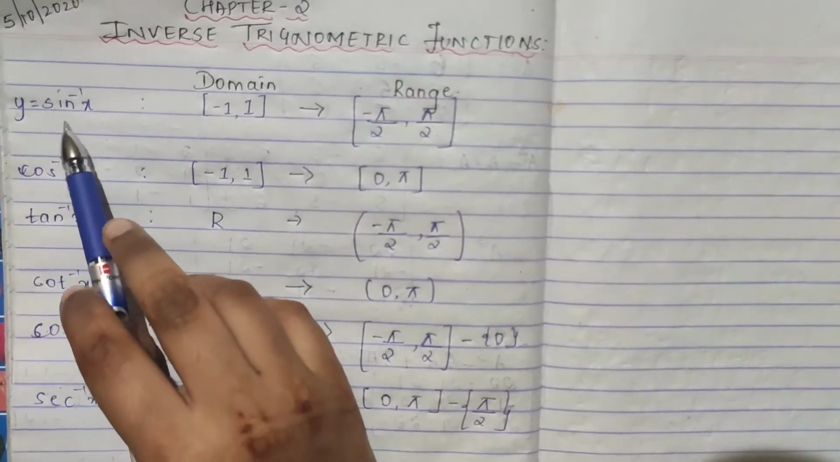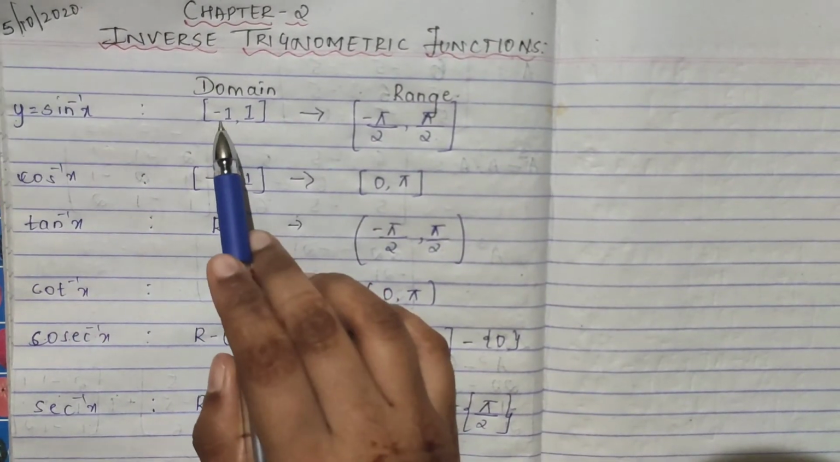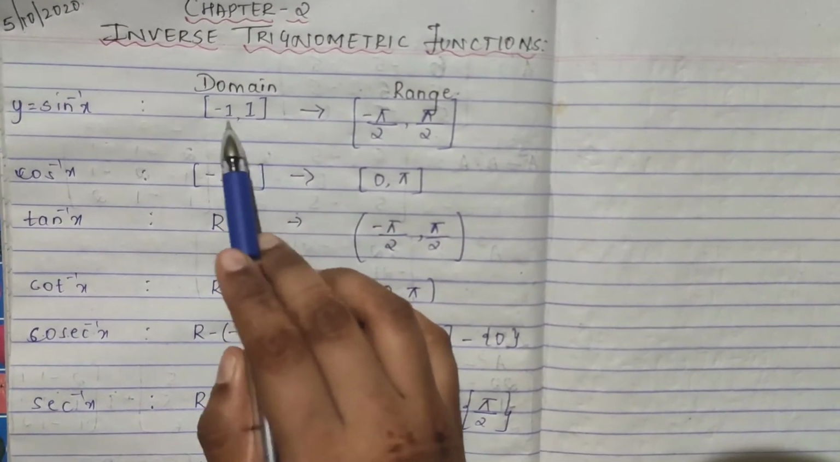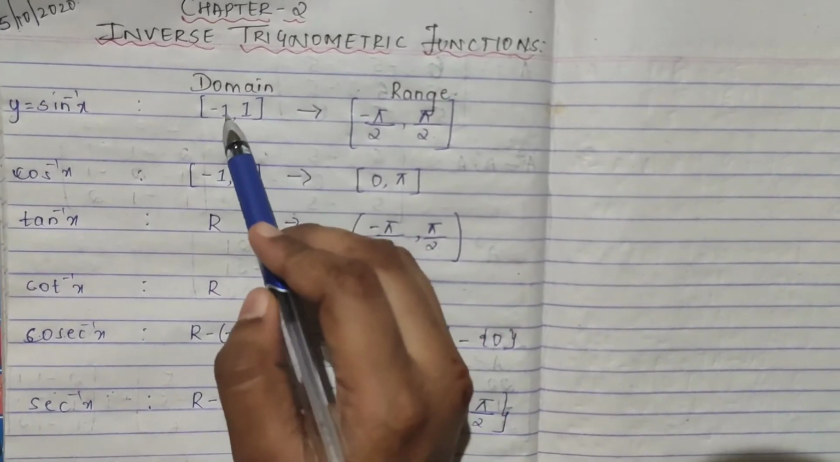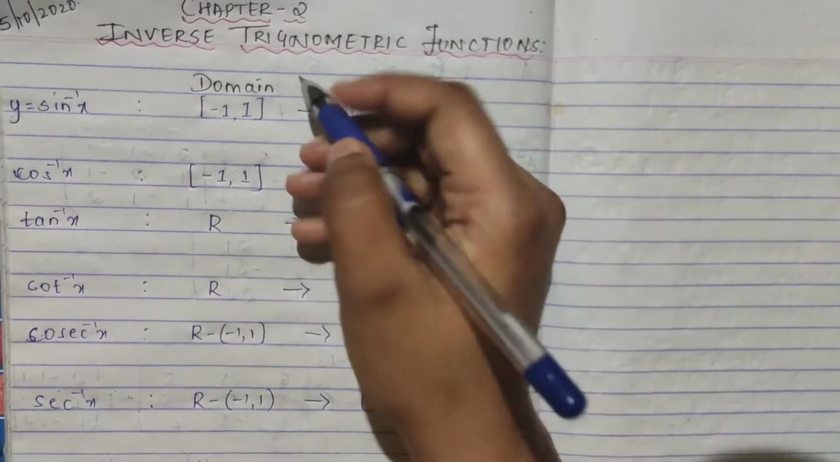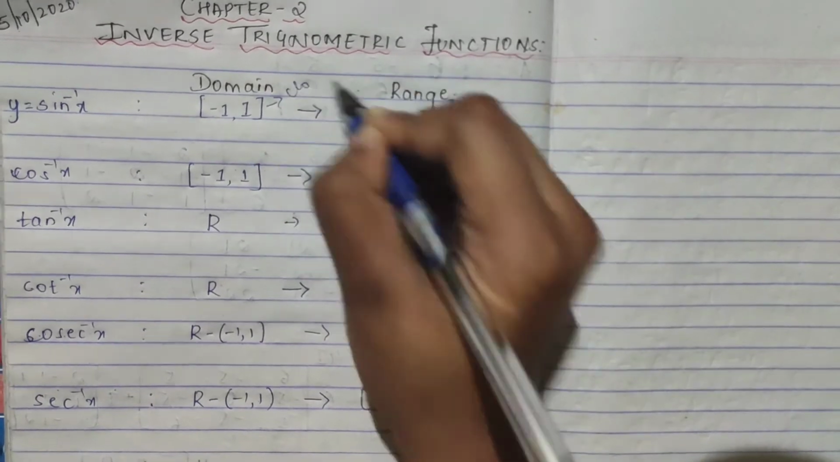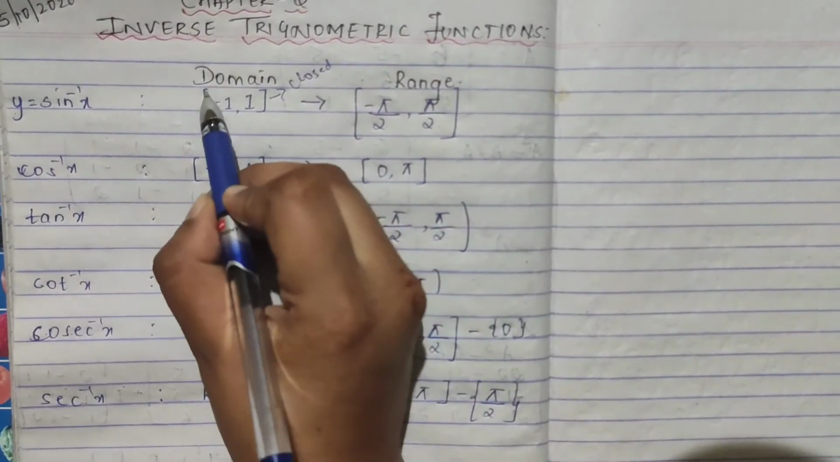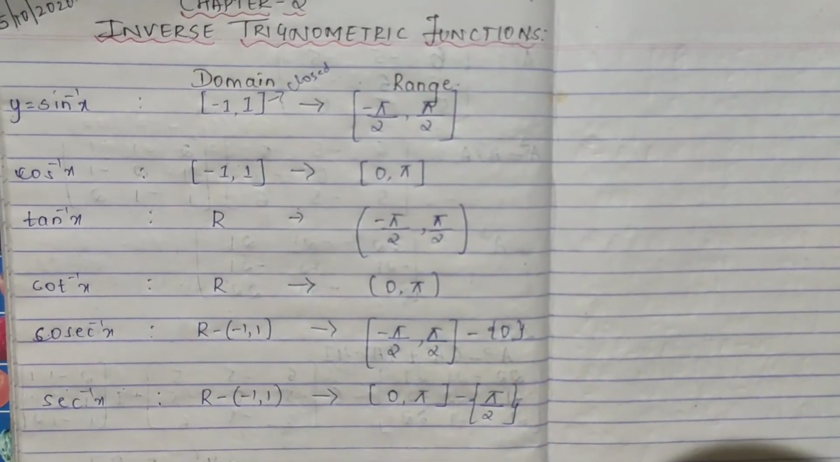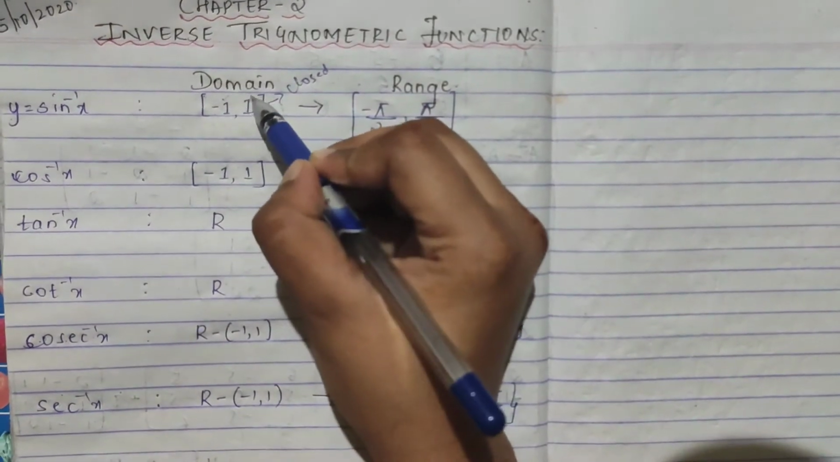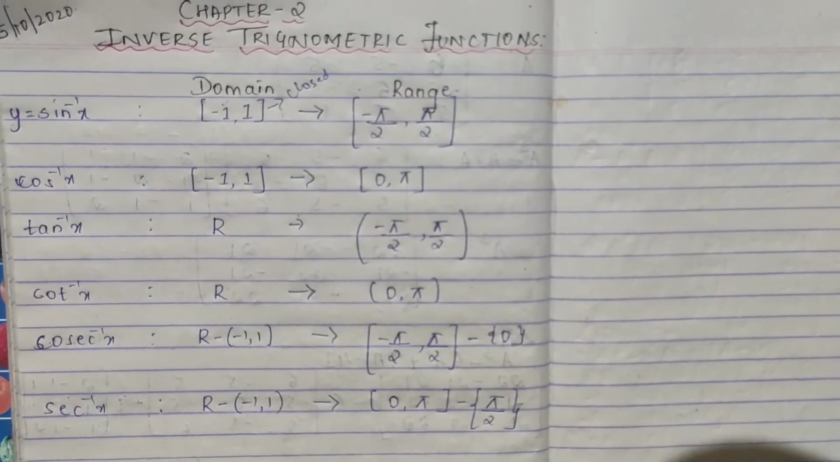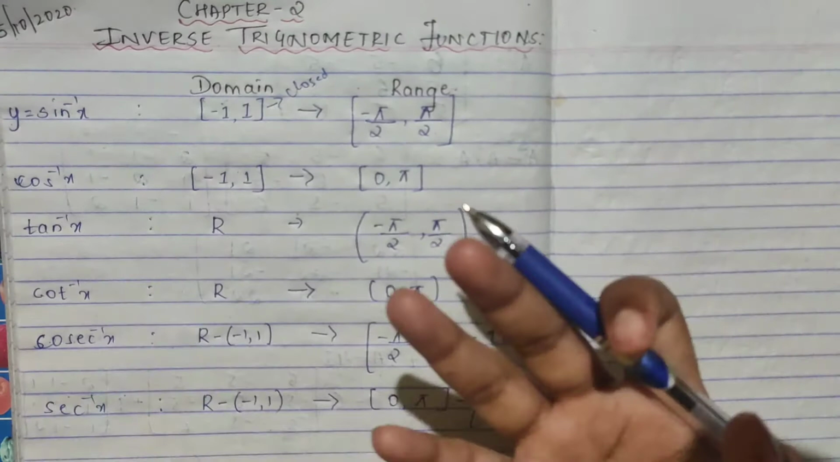Say you have sine inverse x. Its domain is the numbers between -1 and 1, also including -1 and 1. This interval is called closed, right? Closed means -1 and 1 are also included. In this, the domain is not much needed for your problems.